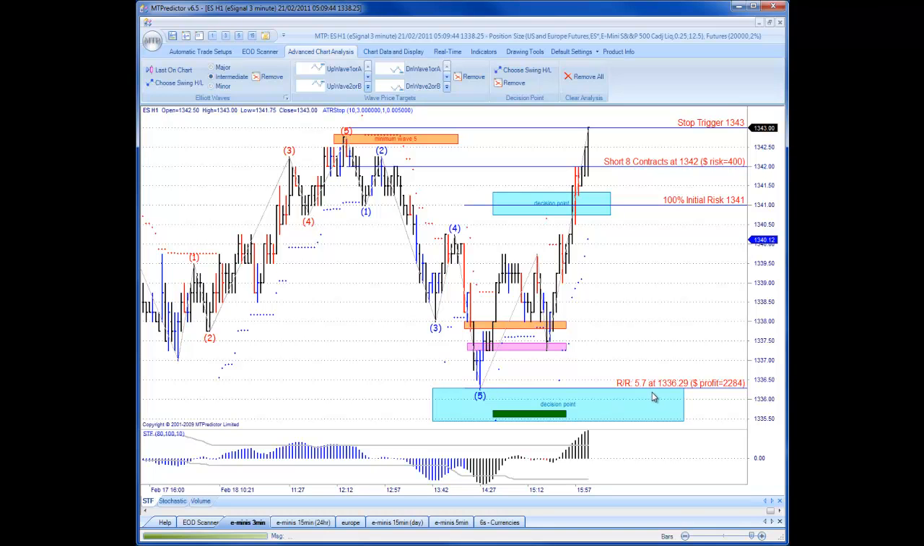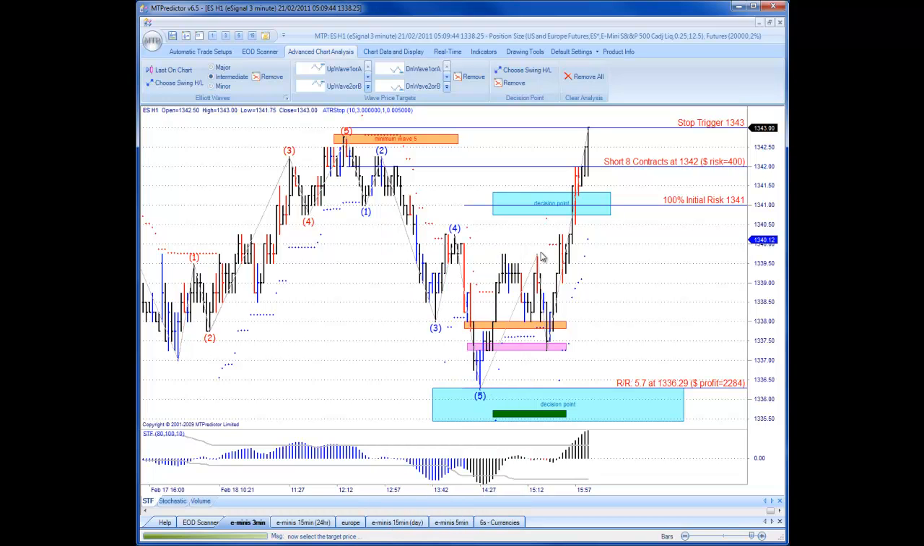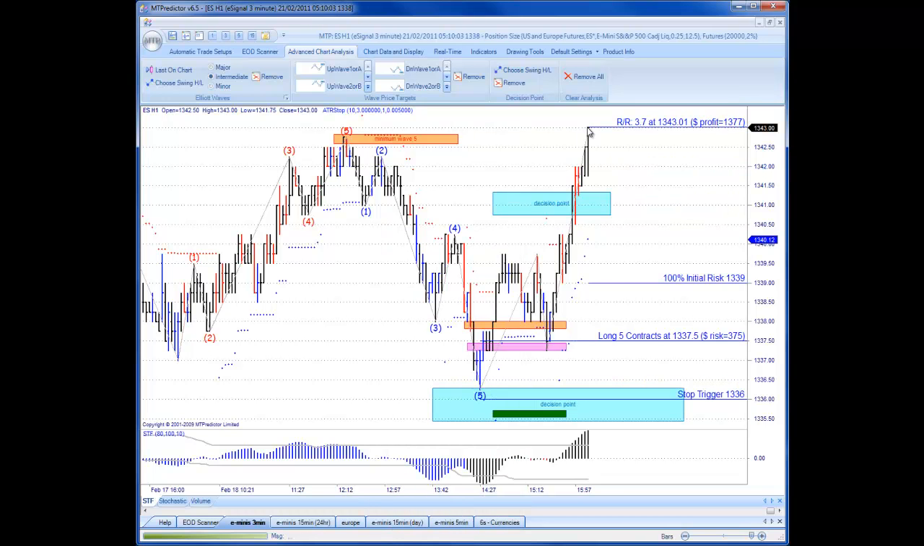Again, that was short off the exact high of the day to take profits at the exact low of the day for 5.7R. We then had a 1, 2, 3, 4, 5, so we could have reversed that for another long trade going up there for another 3.7. So that was a pretty good day all in all. In particular, it was a good day because the advanced tools in MTPredictor not only nailed the high of the day, but also nailed the low of the day for you with a lovely short trade into the low and then a lovely long trade back up again.